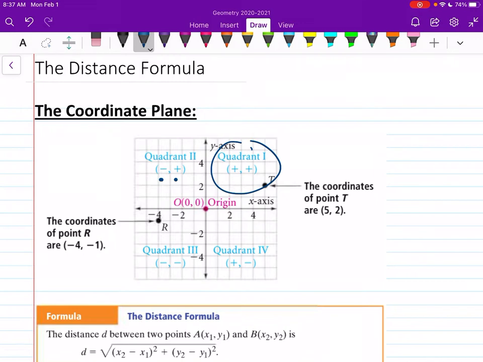And remember, our coordinates are x comma y, so x is how far left or right, and y is how far up or down. Okay? And then the point 0, 0 is called the origin. A lot of times we'll call it O.